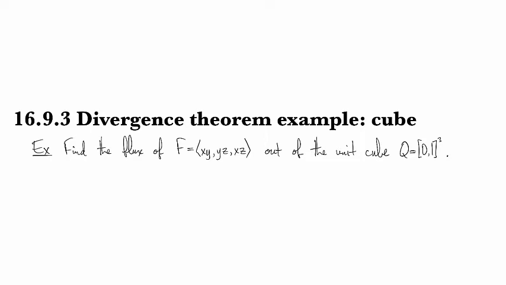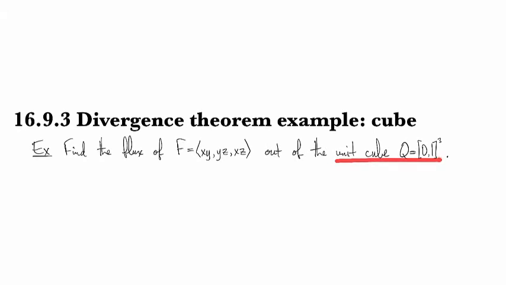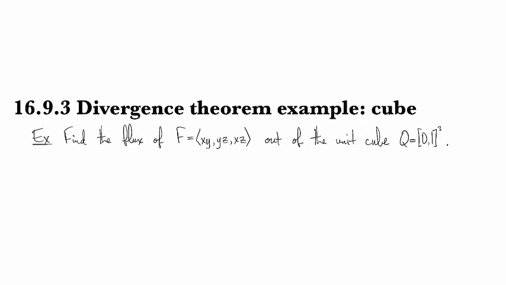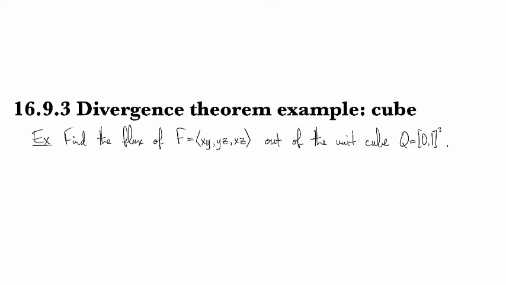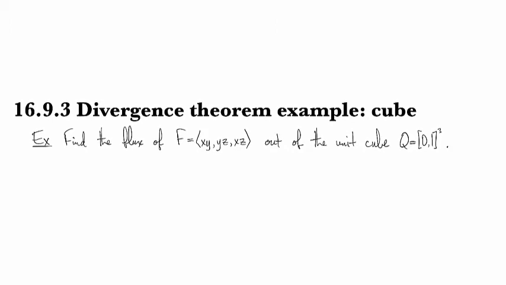So for this one, we're finding the flux of this fairly straightforward vector field out of the unit cube, which is where x, y, and z each have their coordinates between 0 and 1. The reason why this one is not the same is that it's easy to set up an integral over the cube, but it's annoying to set up 6 surface integrals over each face of the cube, right? So we don't want to do that.